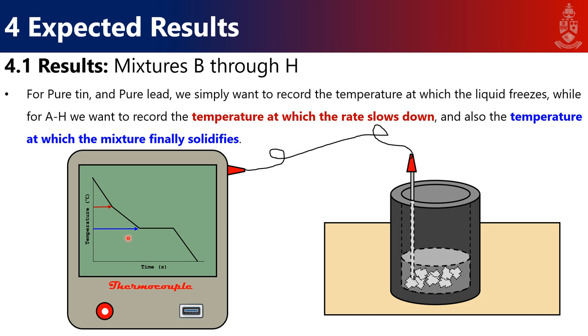That's the two temperatures we're interested in for the mixtures, mixtures B through H, which we'll look at. So for all your mixtures, you're interested in these two points, because that is what you're going to plot to get your phase diagram for your freezing, or your freezing point diagram, whichever one you want to call it. Okay.